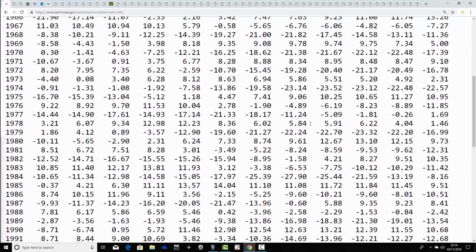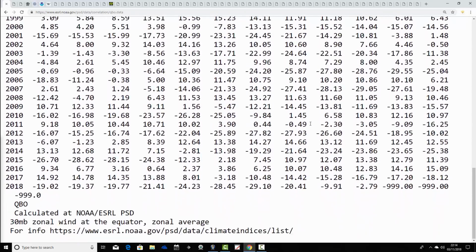So let's just scroll down to the year that we're interested in, 2018, this year, just here, of course. We started the year in a strong easterly QBO. January, February, March, all coming out at minus 19 point something. That's a strong easterly QBO phase for the start of the year.